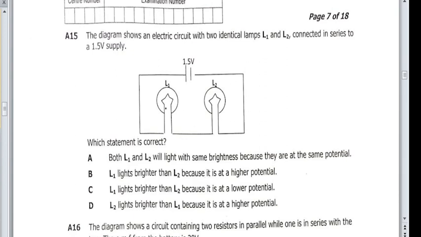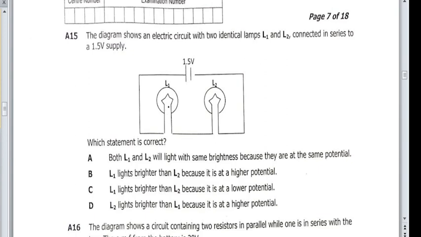Now look at this. This is light 1 connected to the positive terminal. So when the current is passing, it will first go to the first lamp, which is lamp 1. So what we are saying is that the current will move and first go to that.